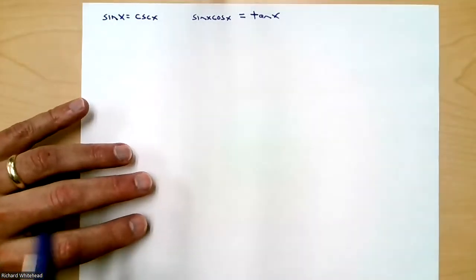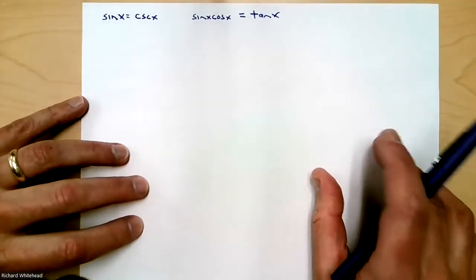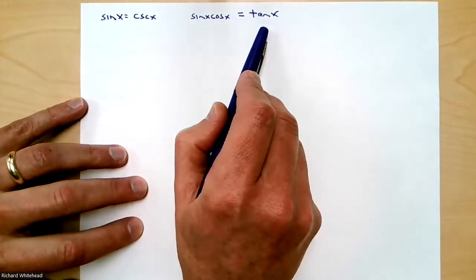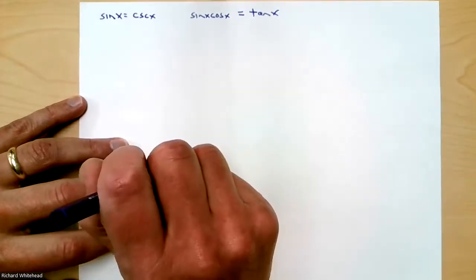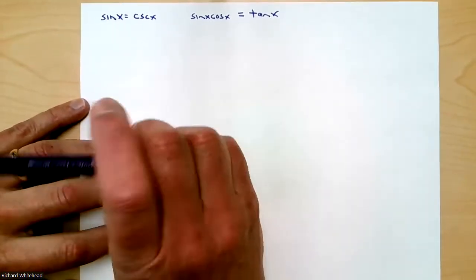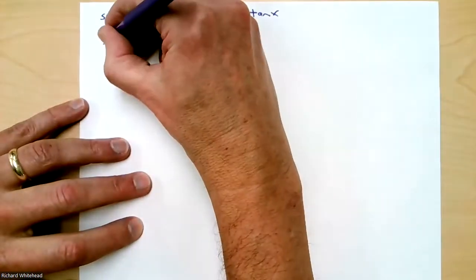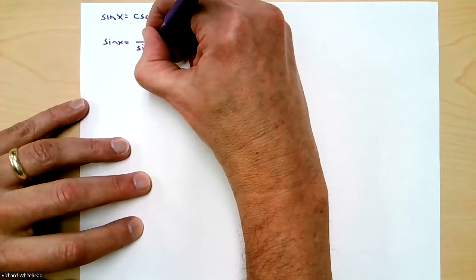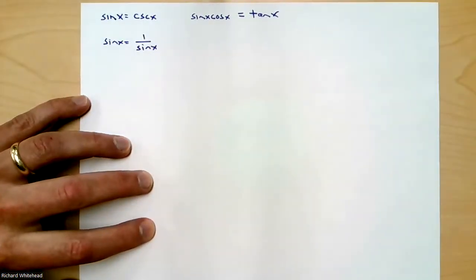All right, let's talk about another possibility. Something like this, these guys. And on the worksheets, what we called these were an opportunity to multiply by the least common denominator. So if you said, well, this could be sine x equals 1 over sine x.